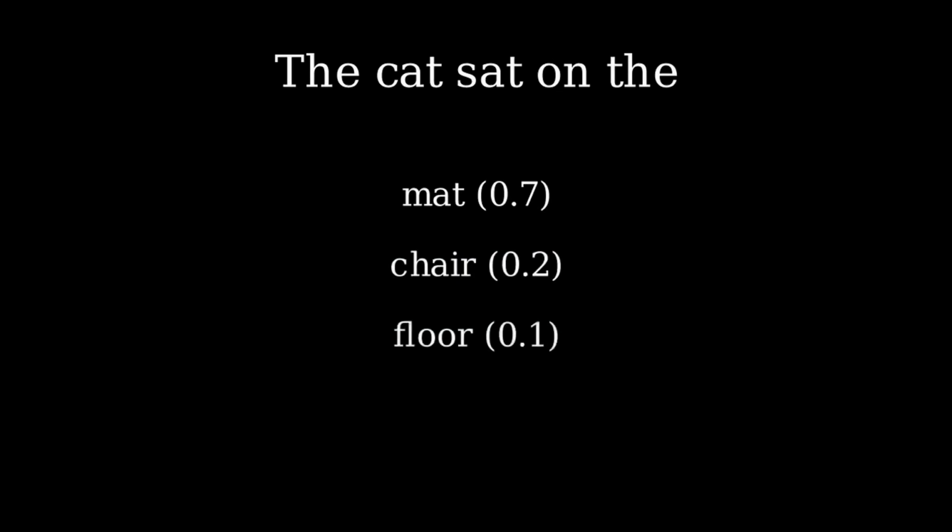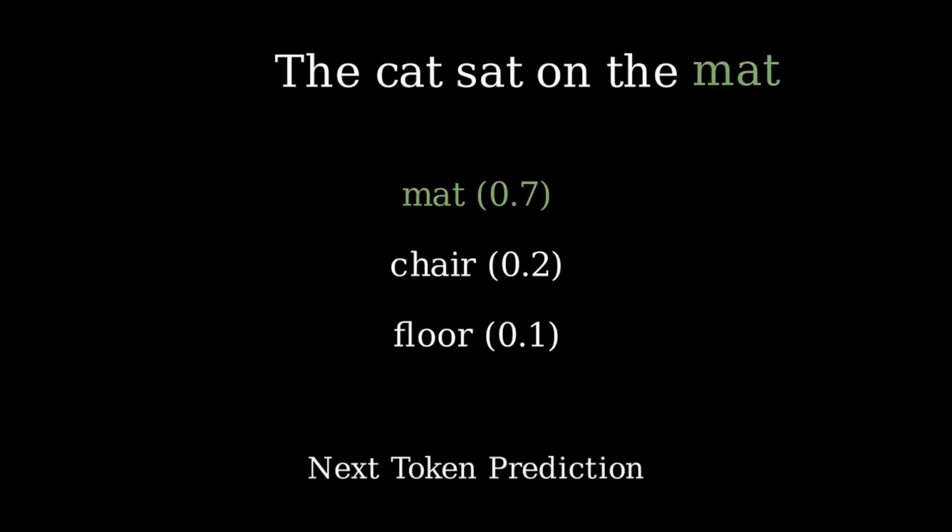After understanding the sentence, the model predicts the next word. It doesn't know the answer. It calculates probabilities. For example, after "the cat sat on the," possible next words might be mat, chair, or floor. Each gets a probability. The model usually picks the word with the highest probability, or sometimes samples for variety. This is how text is generated, one word at a time.